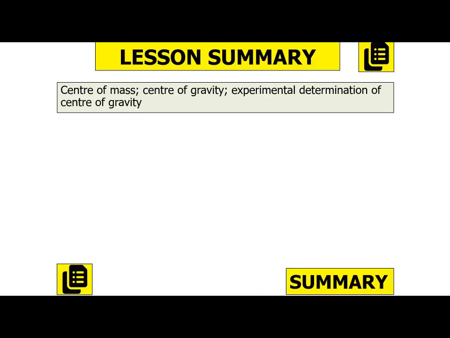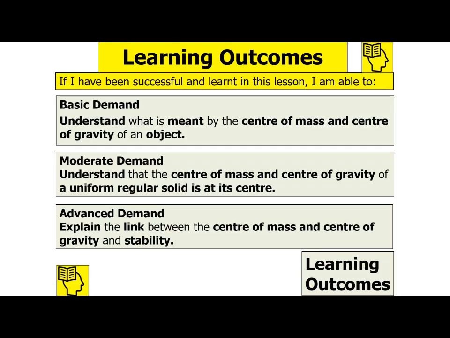So to summarise what we've looked at in today's lesson, we've looked at the centre of mass, the centre of gravity, and the experimental determination of the centre of gravity. So if we've been successful and we've learnt in today's lesson, we should understand what is meant by the centre of mass and centre of gravity of an object. Understand that the centre of mass and centre of gravity of a uniform regular solid is at its centre, and explain the link between the centre of mass and the centre of gravity and stability.